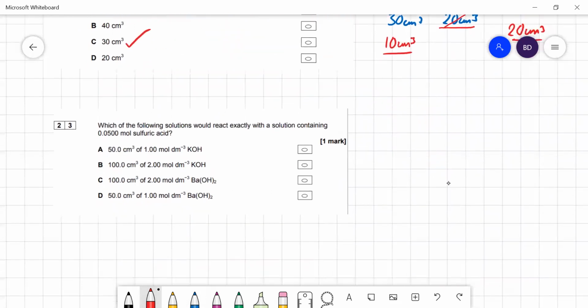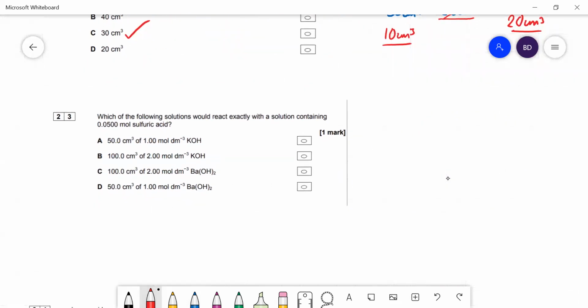Okay, 23. Which of the following solutions would react exactly with a solution containing 0.05 moles of sulfuric acid? Well, let's do it in terms of hydrogen ions. H2SO4 is a dibasic acid, so if you had 0.05 moles of it, that will give you 0.1 mole of H+. 1 mole of H+ reacts with 1 mole of OH-.